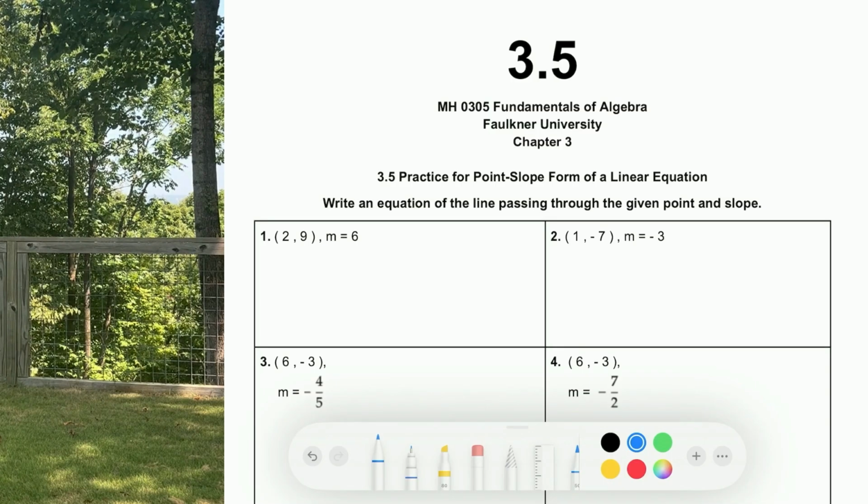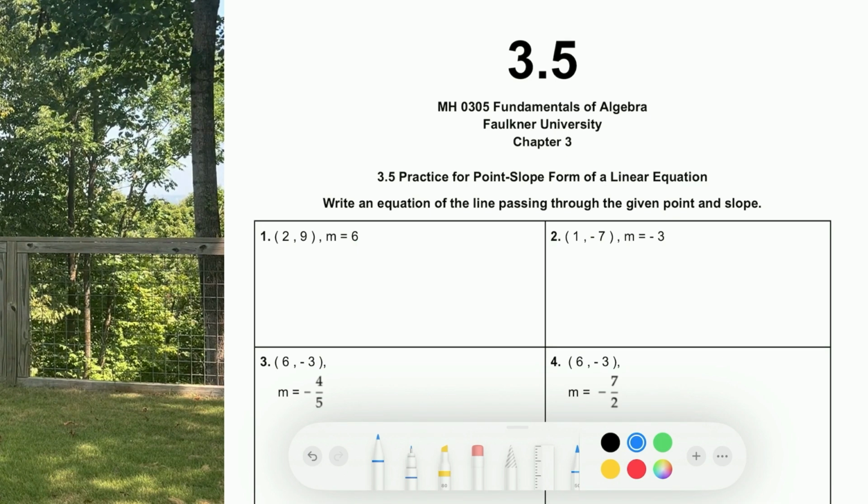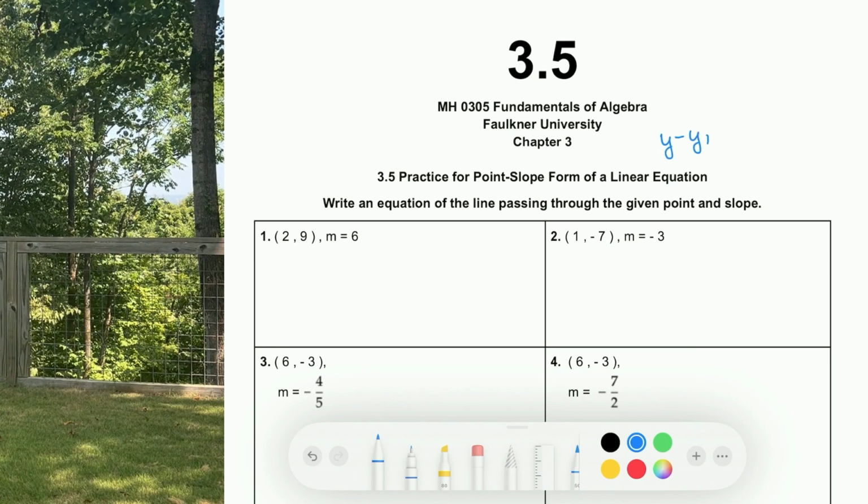Welcome back, students. We'll be looking at section 3.5, practice problems for point-slope form of a linear equation. They wanted us to write an equation of the line passing through the given point and slope. So remember, we're going to use y minus y sub 1 equals m times x minus x sub 1. We're going to fill those in.